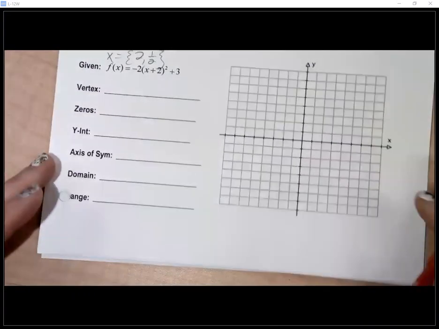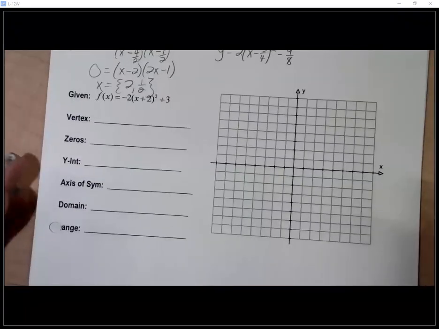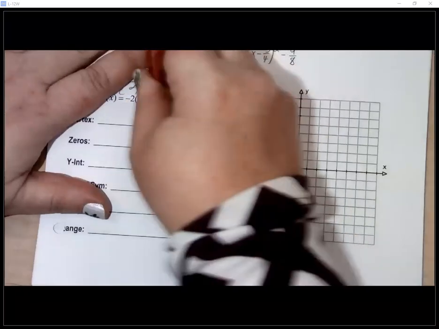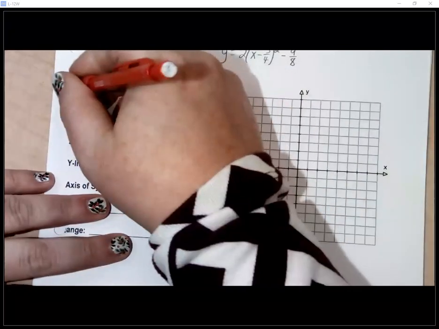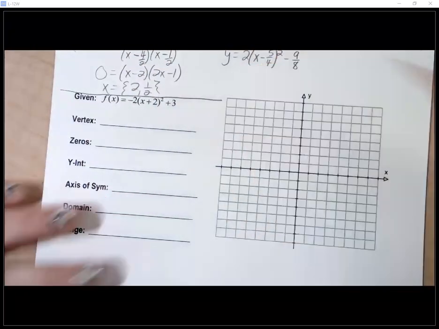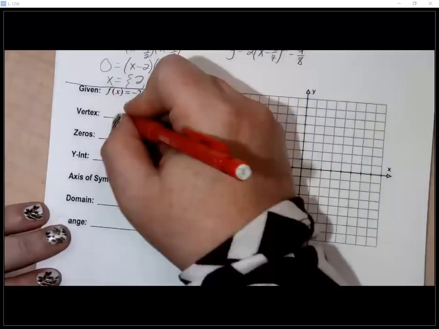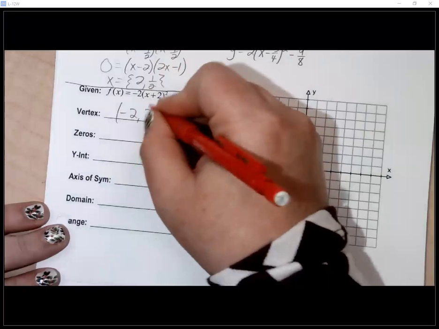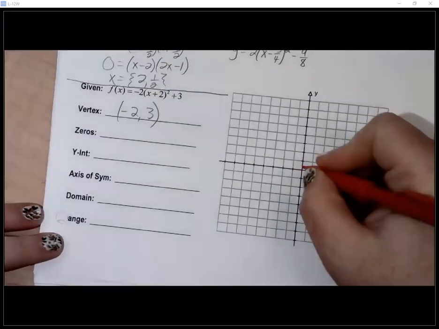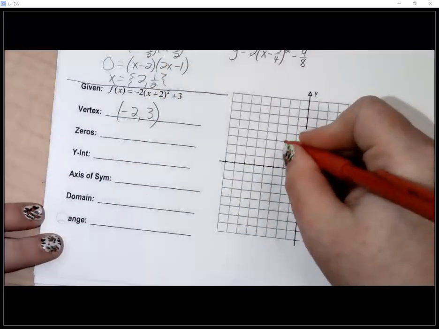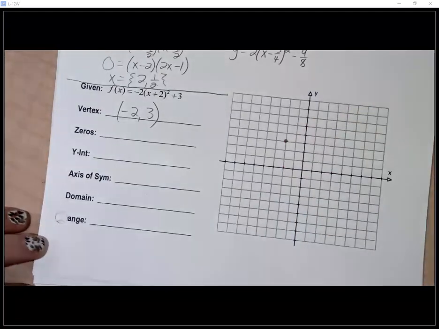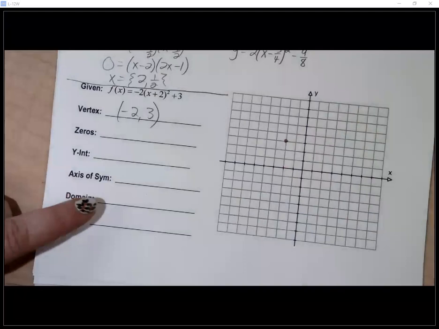The bottom one is already in vertex form. So you already know a whole bunch of answers. Start with the vertex. What is it? -2, 3. All right, -2, 3. So I know my axis of symmetry.